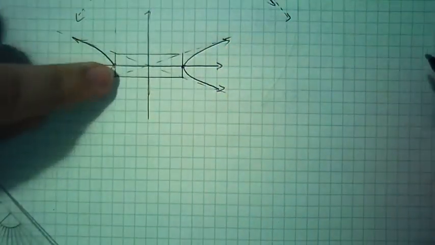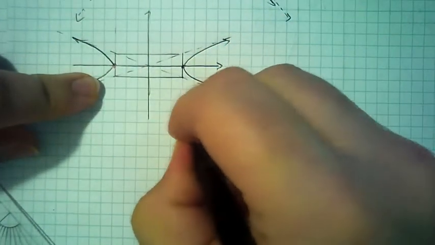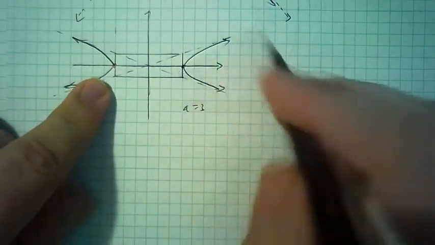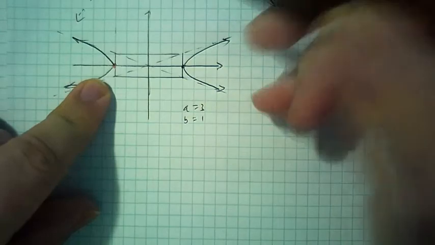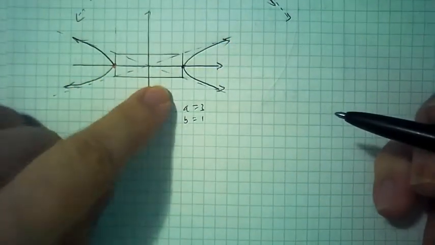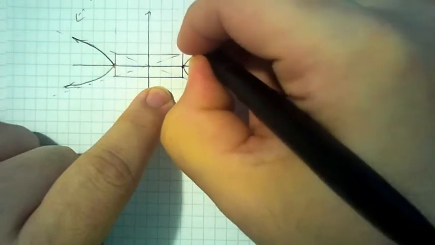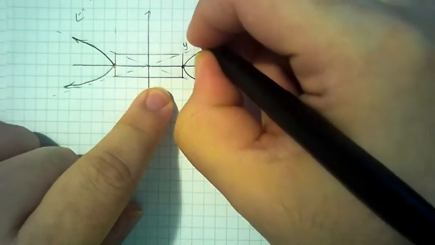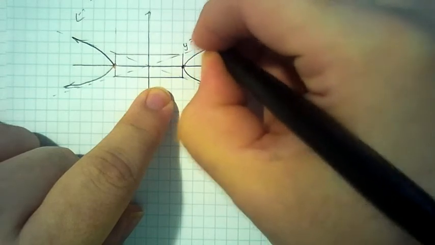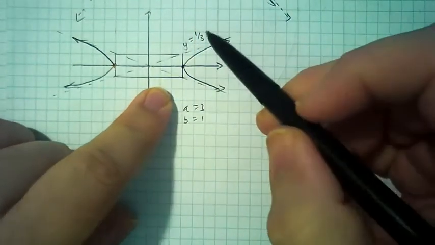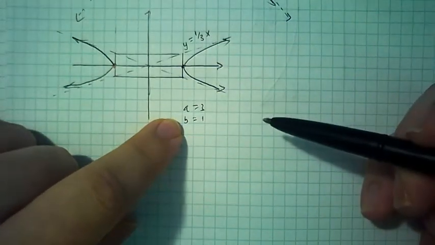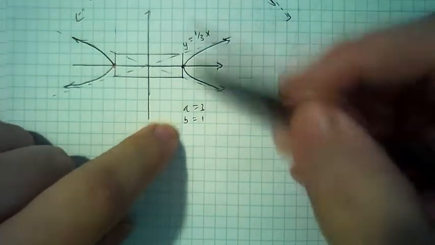Now in this case, we know A and B. We know that A is 3, because that's how far left and right we go to get to our vertex. We know that B is 1, because that's how far up and down we go to get to the edge of our box. It is possible you could have been given the vertex and also the equation for the line, y equals 1/3 x, the asymptote there. In which case, because you know A is 3, B is 1. And then you'll be able to find A and B that way.